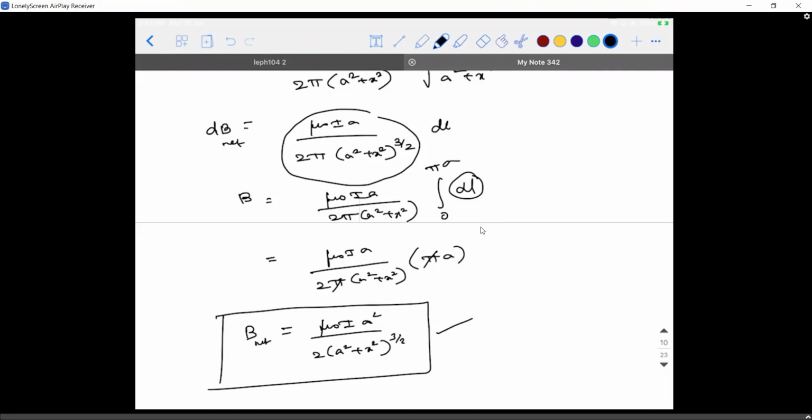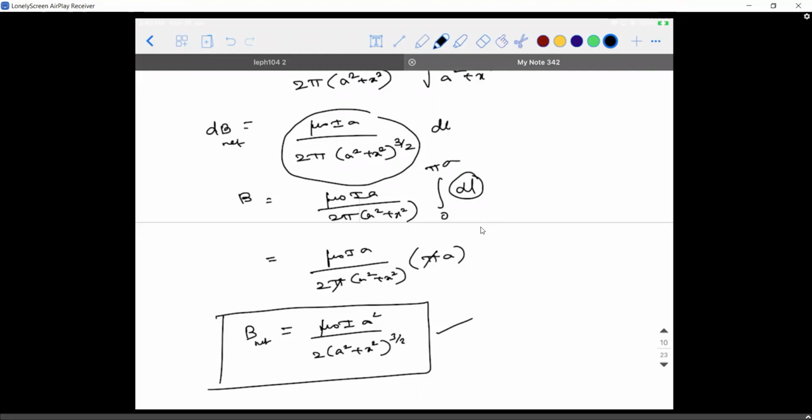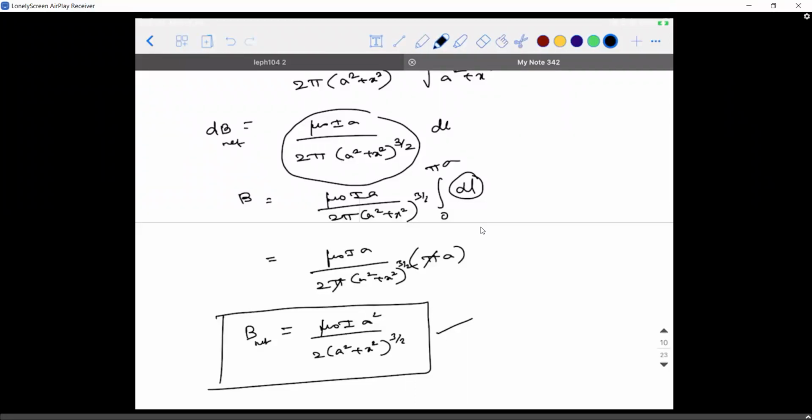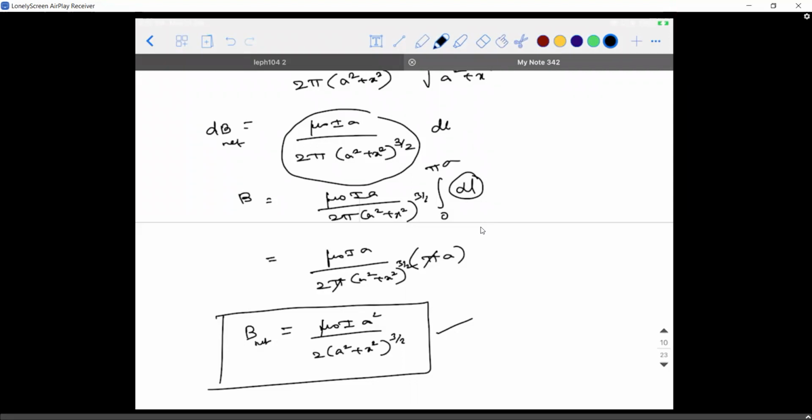So I have a doubt. Please tell me. So what happened to the 3/2, sir, actually? Where is 3/2? 2 pi into a square plus x. Sorry. Here it is there. Sorry, I forgot to write 3/2. Here also 3/2. The upper limit is pi into a, right, sir? Pi into a. Correct. Okay, so that's it. Yeah, it's pi into a.